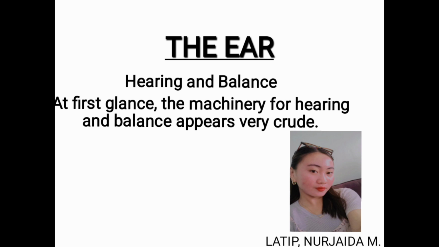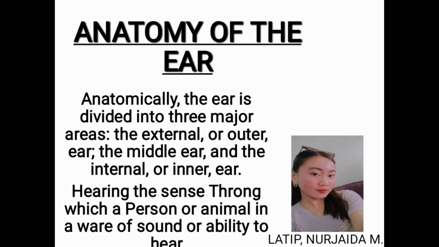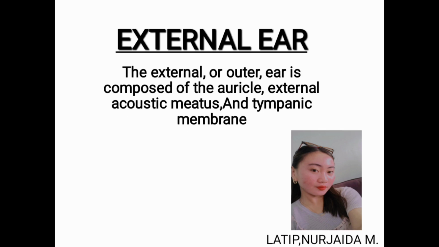Hearing and balance. At first glance, the machinery for hearing and balance appears very crude. Anatomy of the ear. Anatomically, the ear is divided into three major areas: the external or outer ear, the middle ear, and the internal or inner ear. Hearing is the sense through which a person or animal is aware of sound, or the ability to hear.